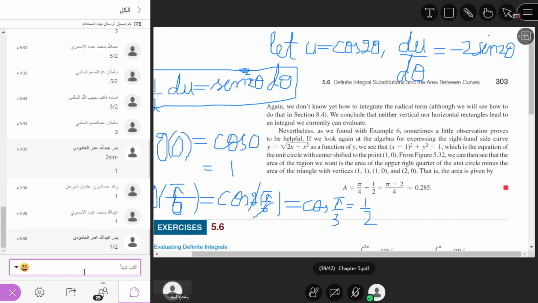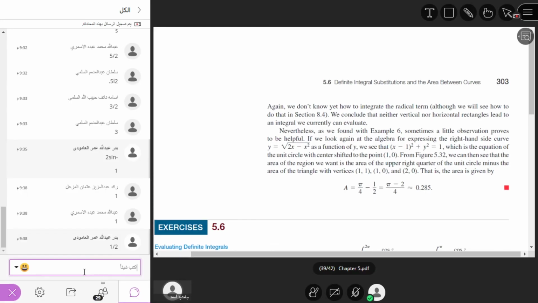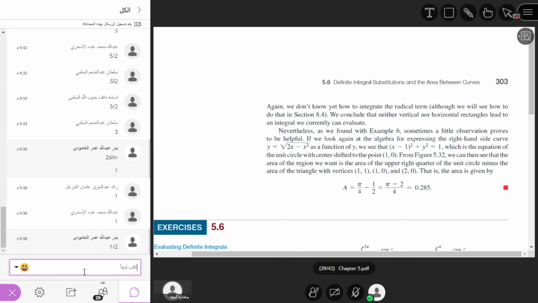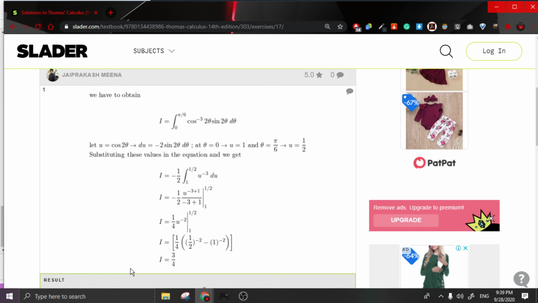So now the upper limit is given and the lower limit is given. It means u is equal to cosine 2 theta, and sine 2 theta d theta, all the information is given. Now we make the new integral, the converted integral. It will become the following: minus 1 over 2, a constant, goes outside, with upper limit 1 by 2 and lower limit 1.